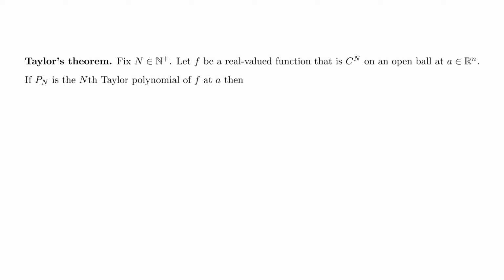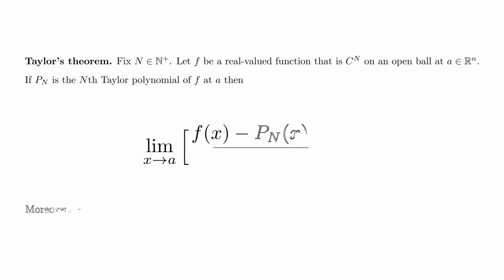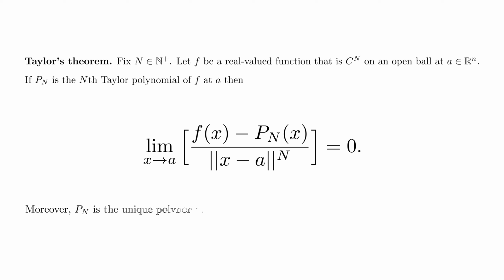Recall that the first part says that the nth Taylor polynomial is an nth order approximation to f at a. The second part says that the nth Taylor polynomial is the unique polynomial of degree at most n satisfying this property. This feature makes Taylor polynomials extra special.